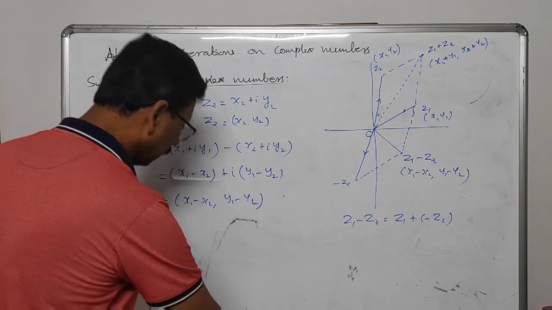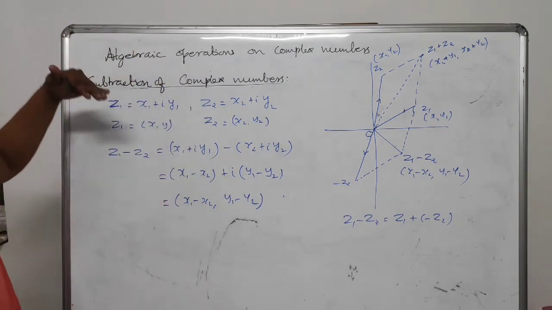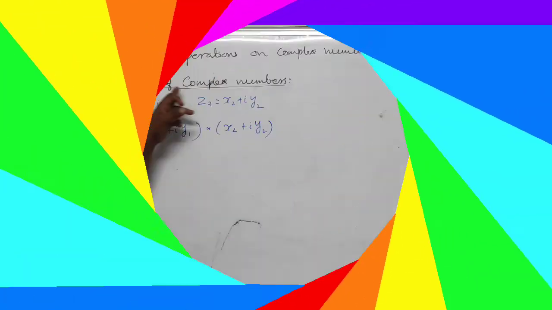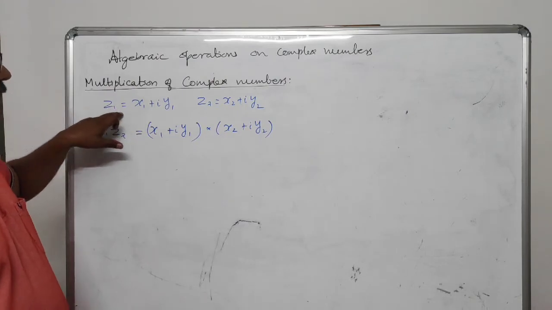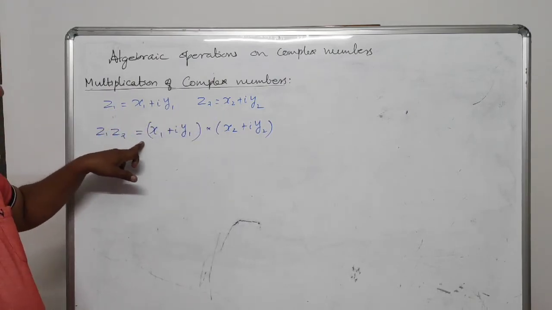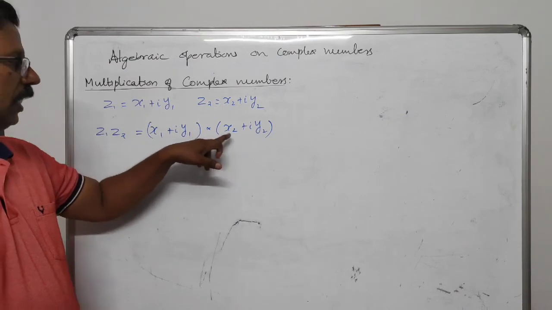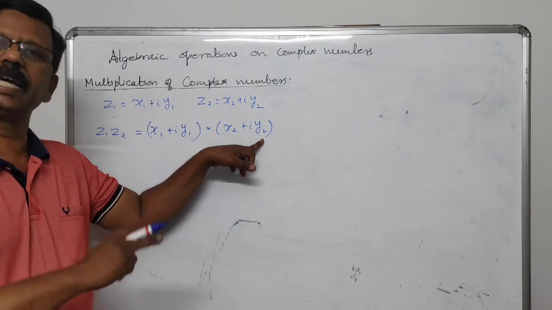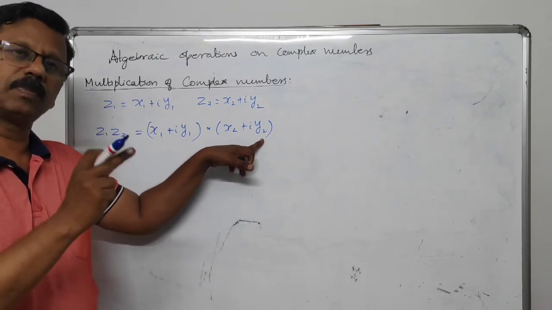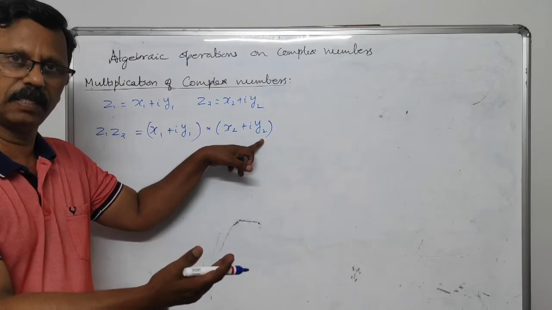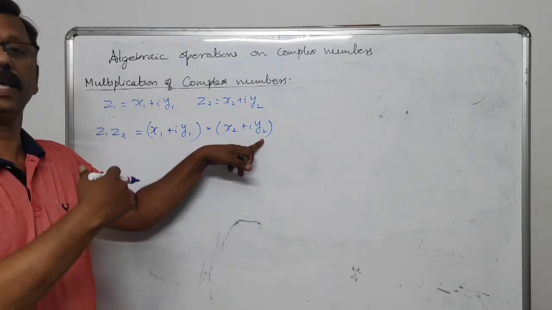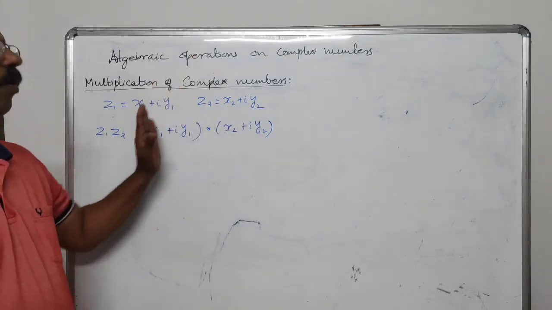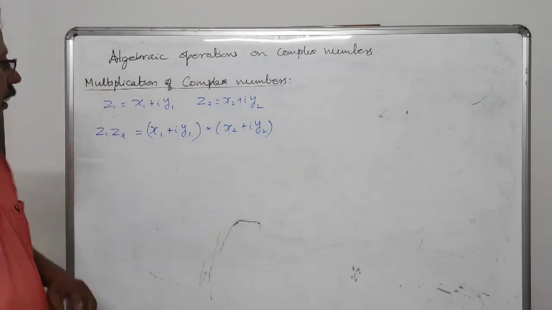Okay, now we have seen addition and subtraction. Next we will see about multiplication of complex numbers. For that I have considered Z1 and Z2. Z1 into Z2 is equal to x1 plus iy1 into x2 plus iy2. We added two complex numbers by adding corresponding parts. Similarly, we subtracted one complex number from the other by subtracting their corresponding real parts and imaginary parts. But here it is not like that. It is ordinary multiplication. Just see here.